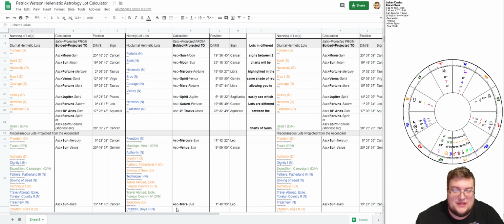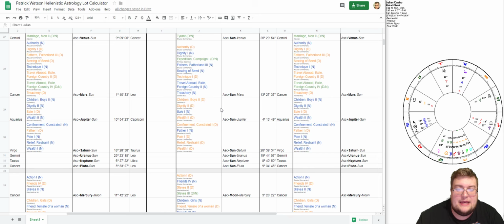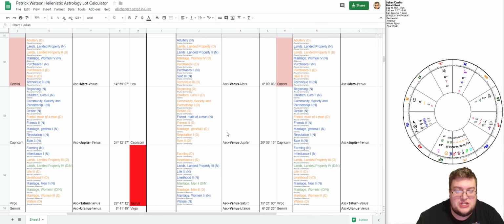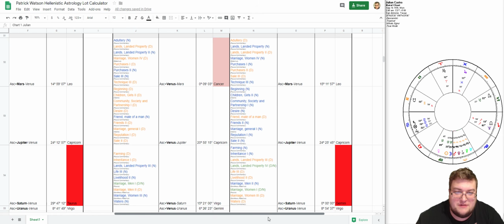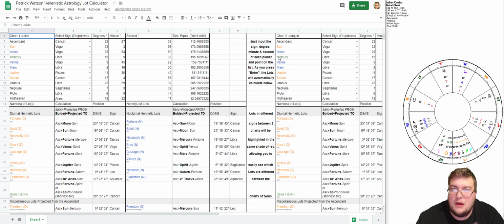And the greatest thing about this is I've done it so that when you put in the chart data for two charts which are very similar, it will highlight certain lots which are in different signs. So here in this particular example, I have used the charts of Julian and Joaquin Castro. They're both politicians right now. Julian Castro is actually one of the Democratic candidates for president, and his brother Joaquin is a member of Congress.